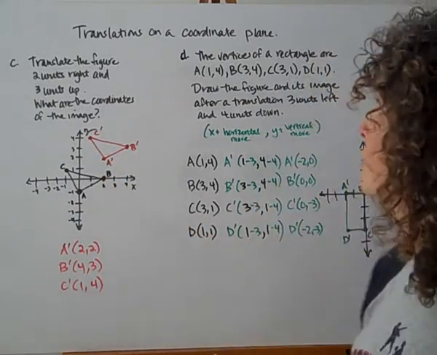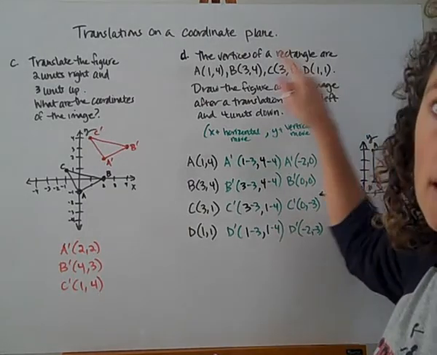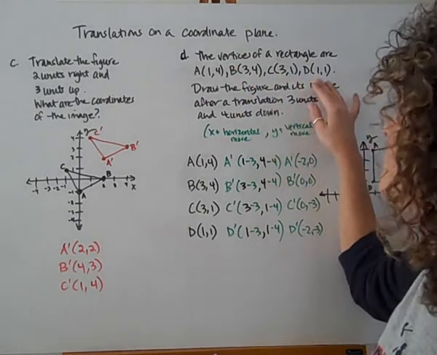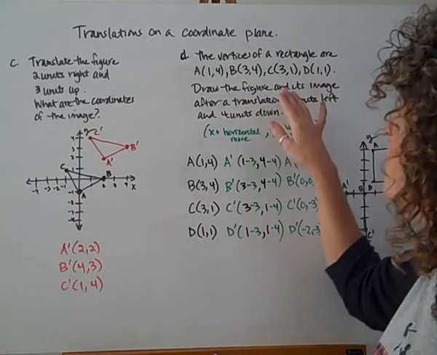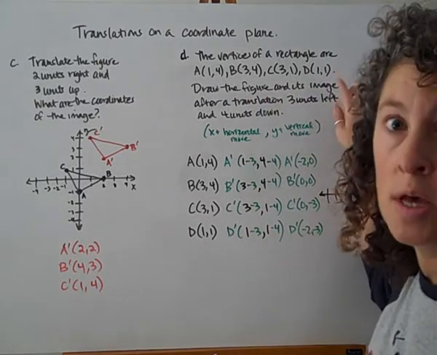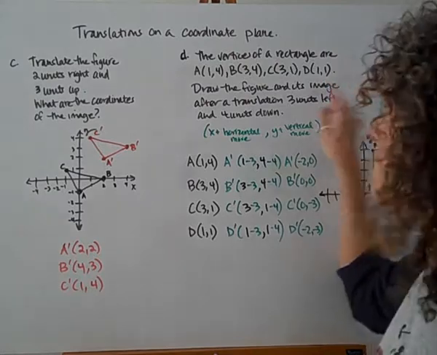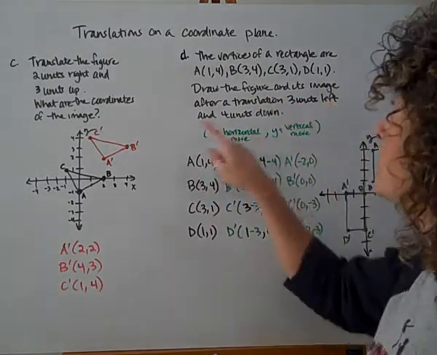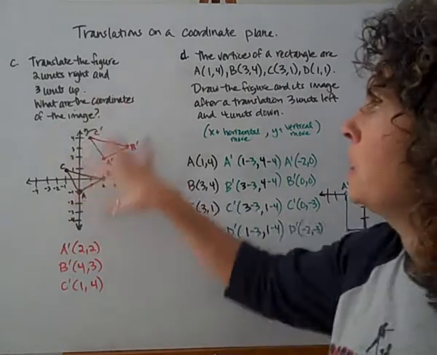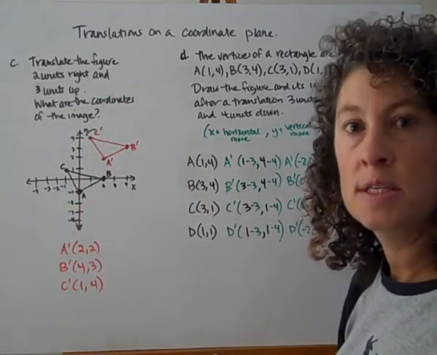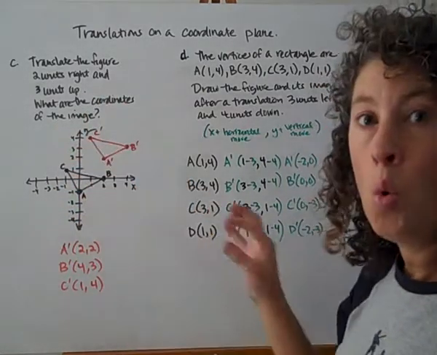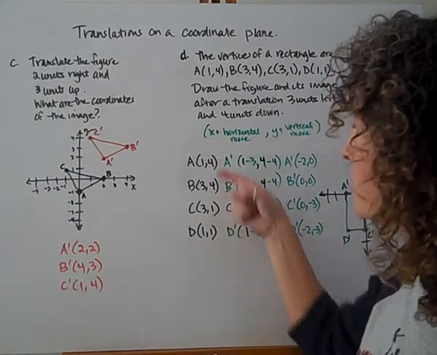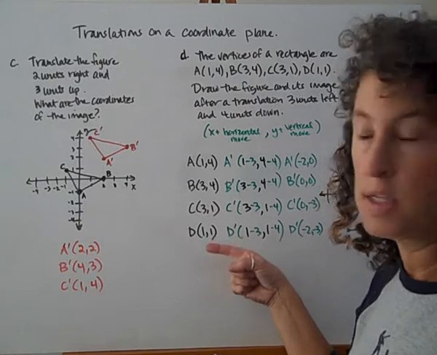One more. The vertices of a rectangle are A is (1, 4), B is (3, 4), C is (3, 1), and D is (1, 1). Draw the figure and its image. Remember, the image is that new figure after we've moved it. After a translation, or a slide, 3 units to the left and 4 units down. So we can work with a translation on the coordinate plane, or we can think about it just using its coordinates. So these are all the original coordinates of this rectangle.